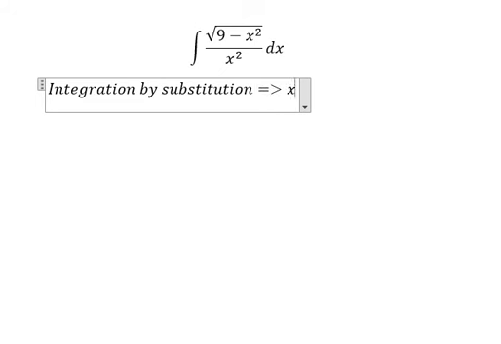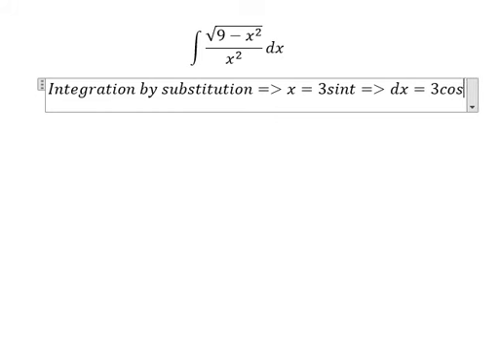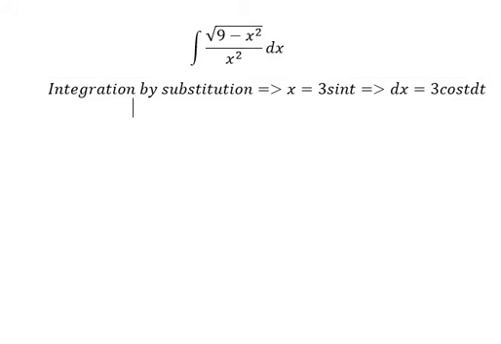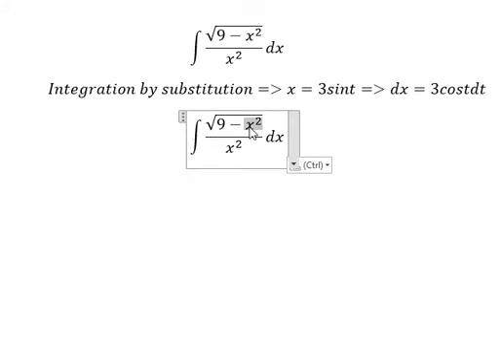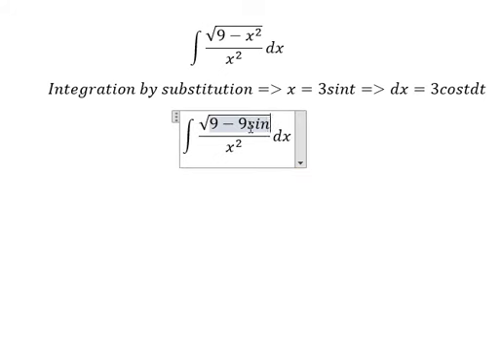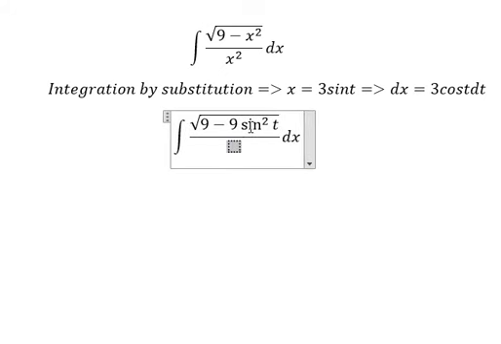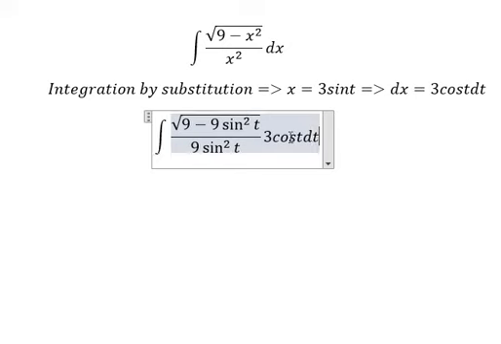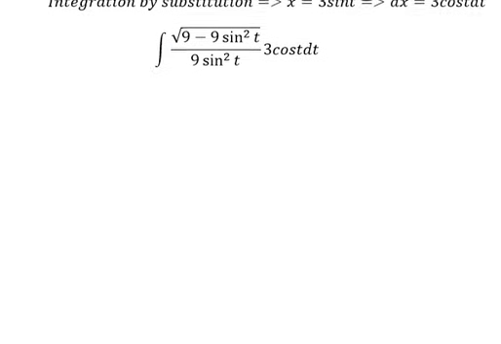Here we have x equals 3 sine t, dx equals 3 cosine t dt. Now we need to change this integral. x squared we change to 9 sine squared t. This one is similar. dx we change to 3 cosine t dt. Now we simplify.